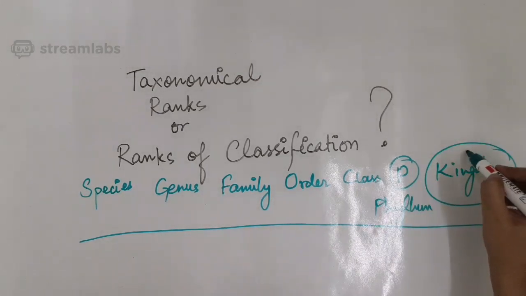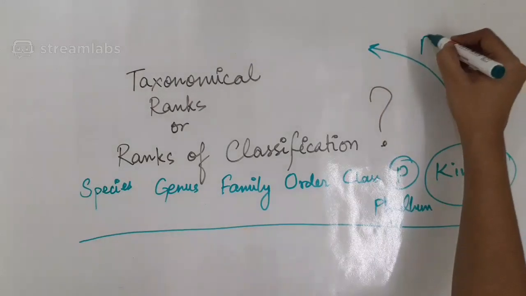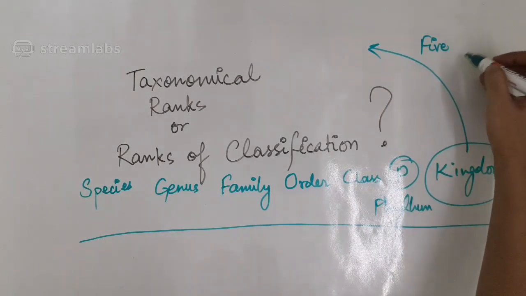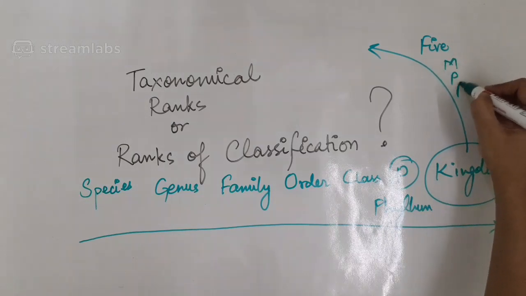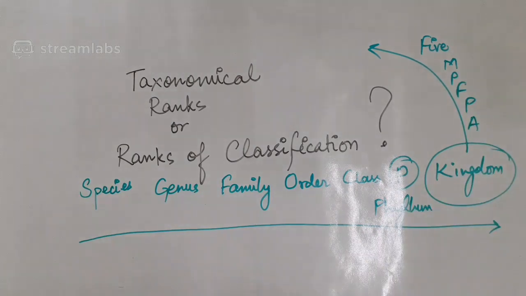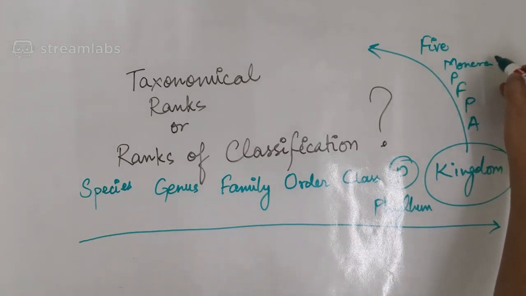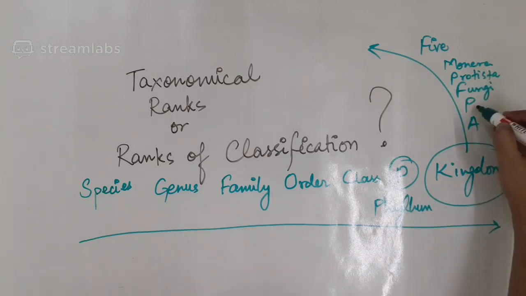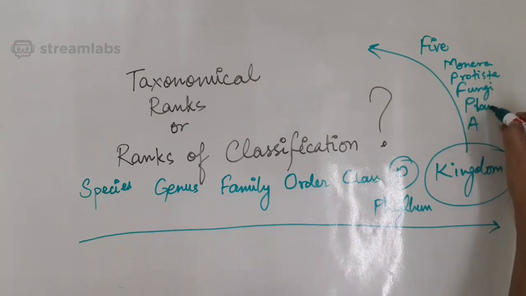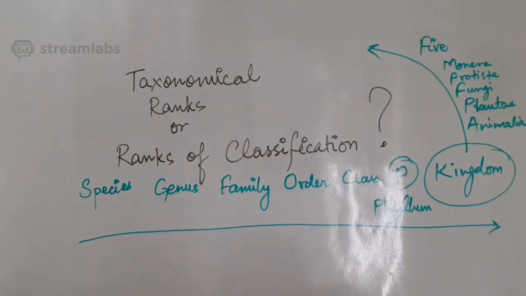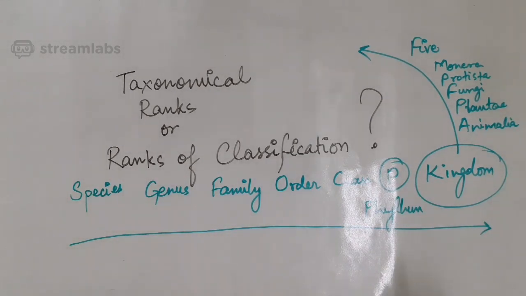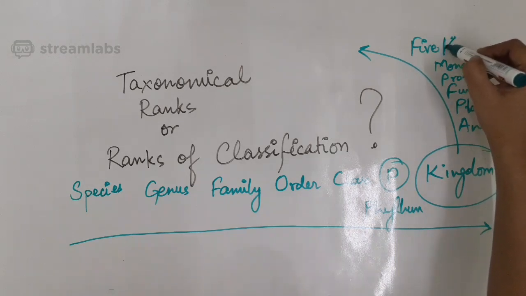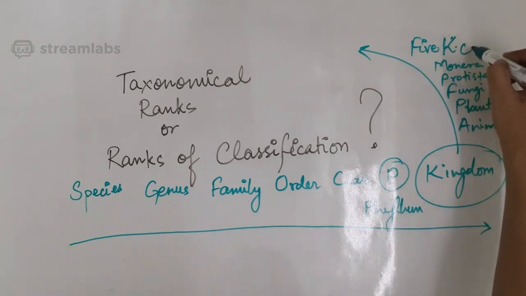In kingdom, it was a 5 kingdom classification: Monera, Protista, Fungi, this was Plantae, and this is Animalia. Five kingdom classification.